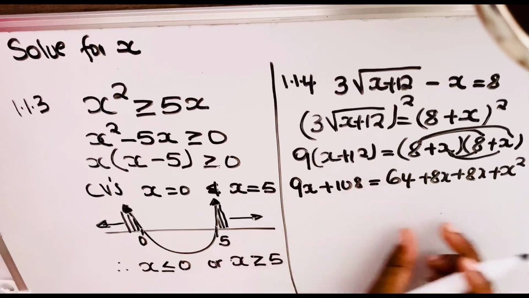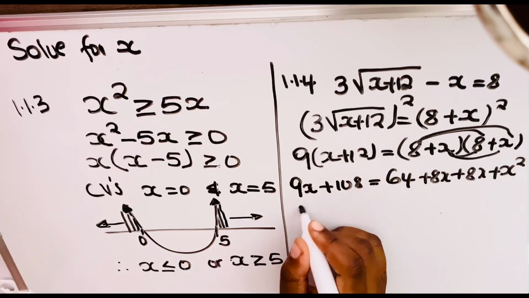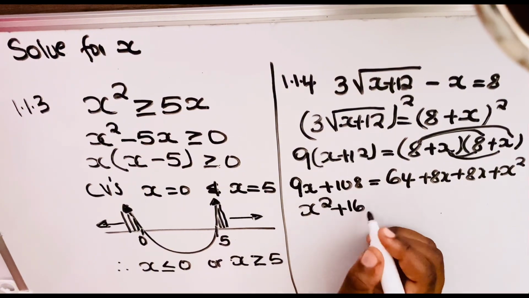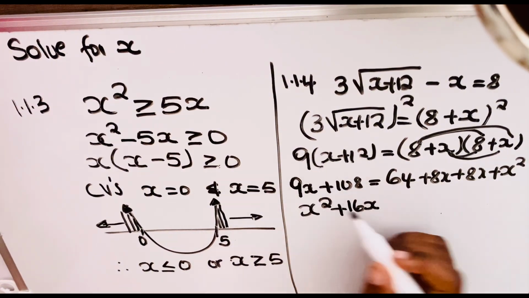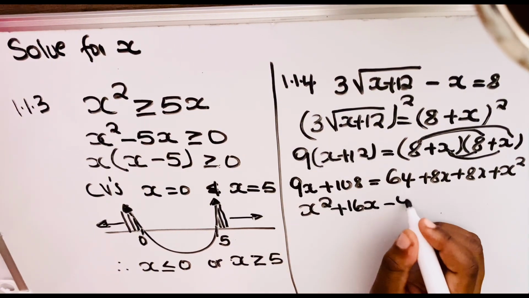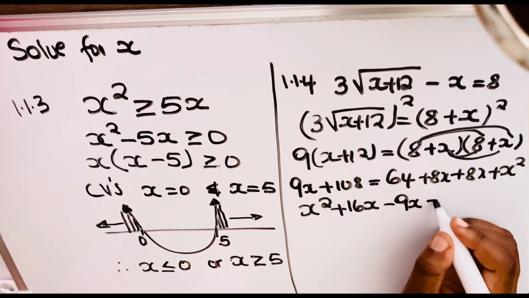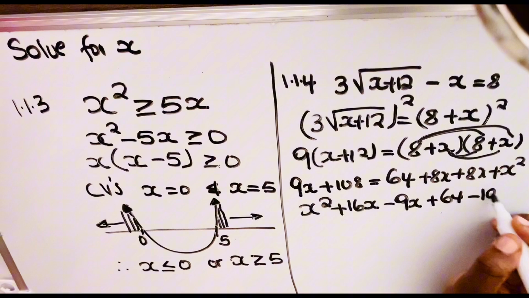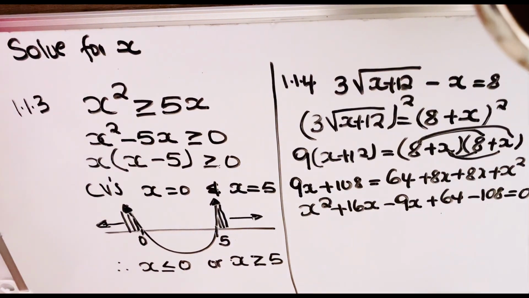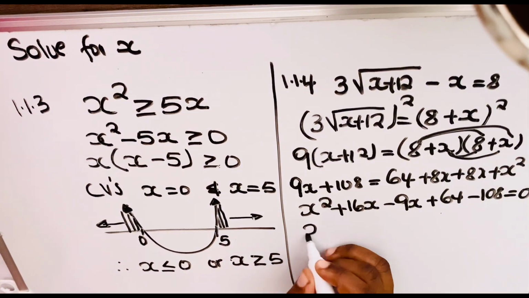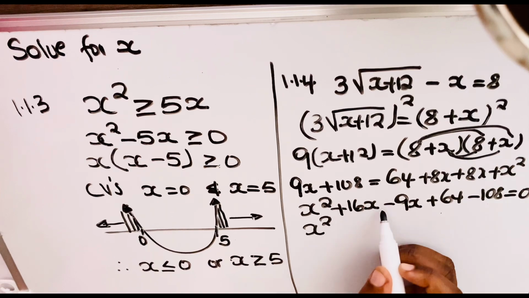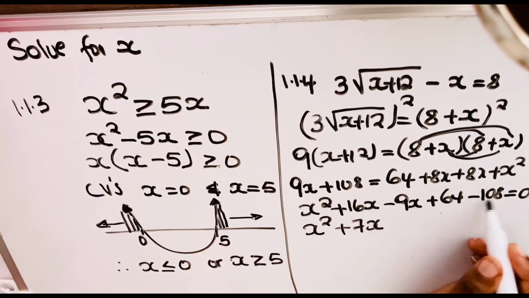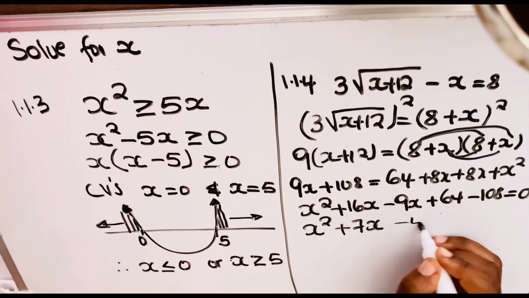We'll take this to the side. That will give us the x squared. 8 plus 8 is positive 16x. Transpose the 9x to the right side, it becomes negative 9x. We have 64. Transpose 108, it will become negative 108. Then is equals to 0 in the standard form. Then x squared, 16x minus 9x is 7x. 64 minus 108 is negative 44.